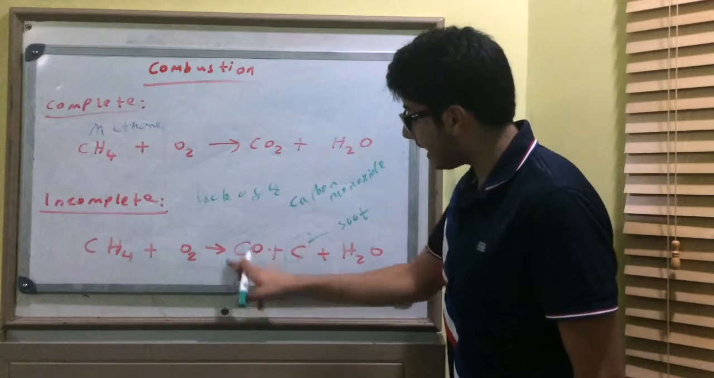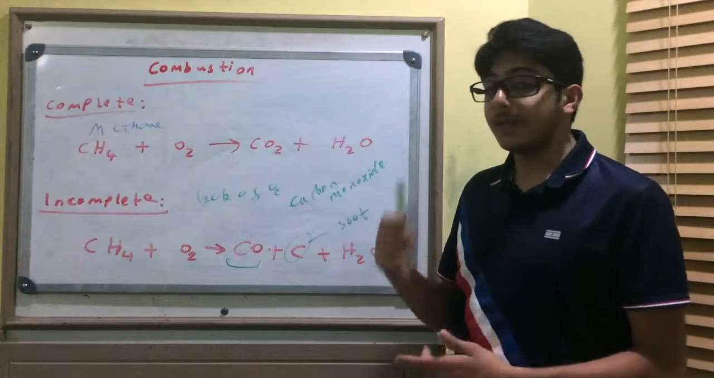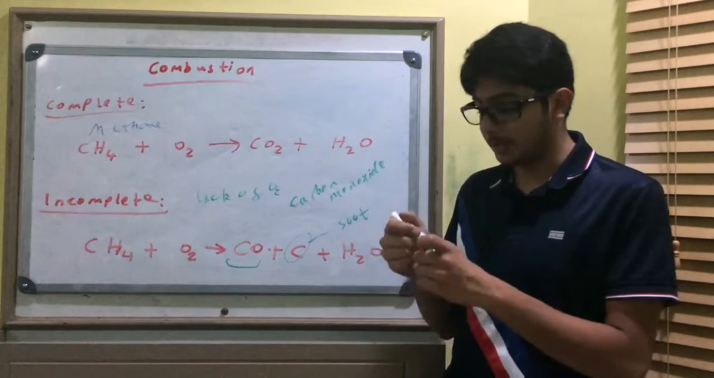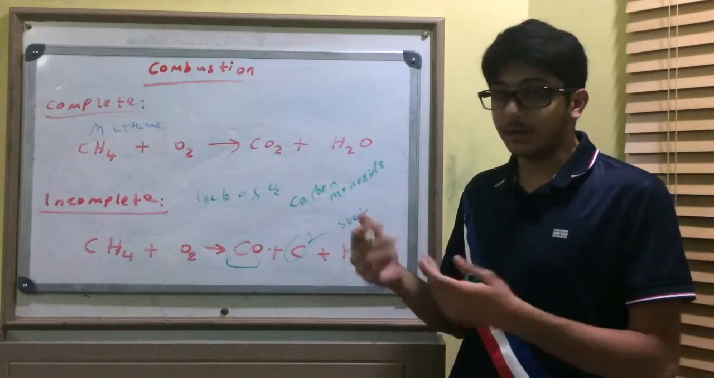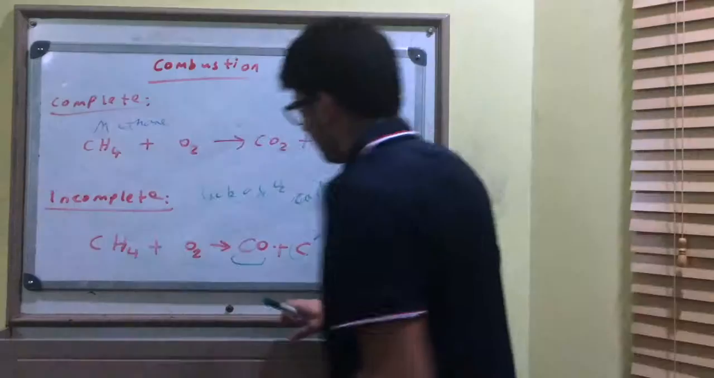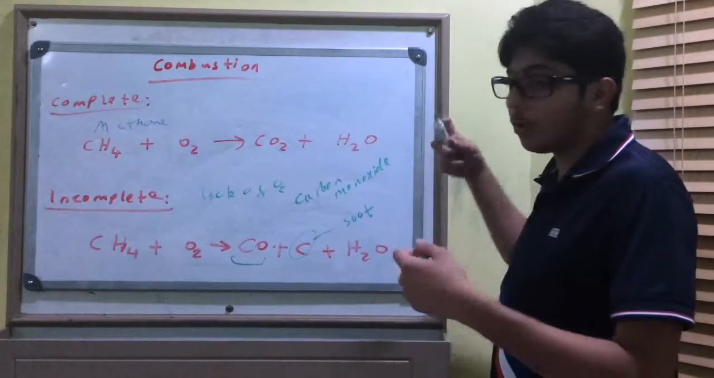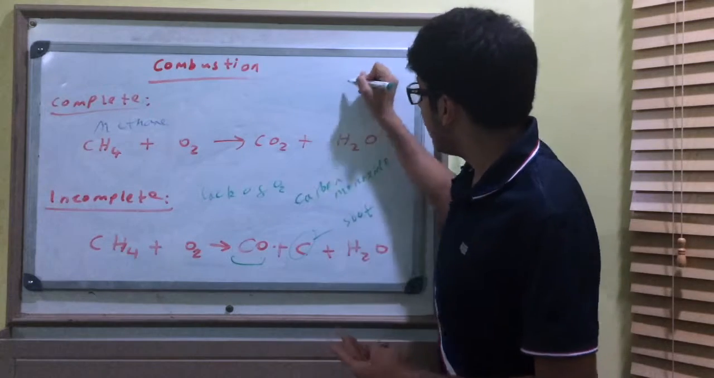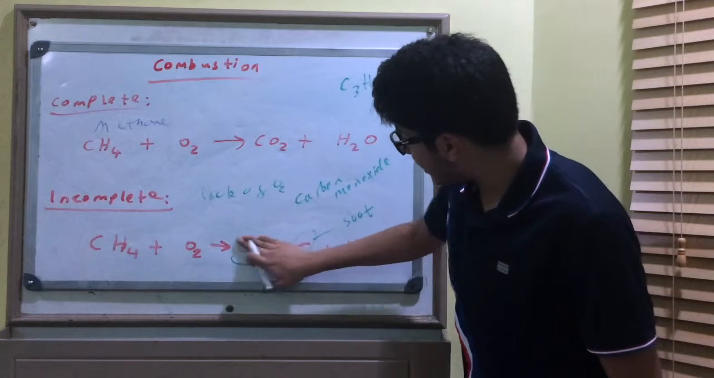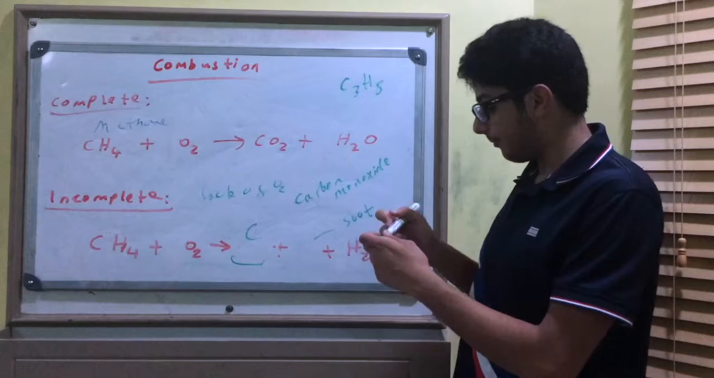Now, carbon monoxide is a very dangerous gas. It's poisonous. If you breathe it in, it replaces oxygen in your body, and so you're going to die, very slowly. You'll feel sleepy, and then you'll die. And water obviously is produced. Now, this is just a general equation for incomplete combustion. It's not like this for all hydrocarbons. For example, propane, in which case carbon is produced instead of carbon monoxide and water.